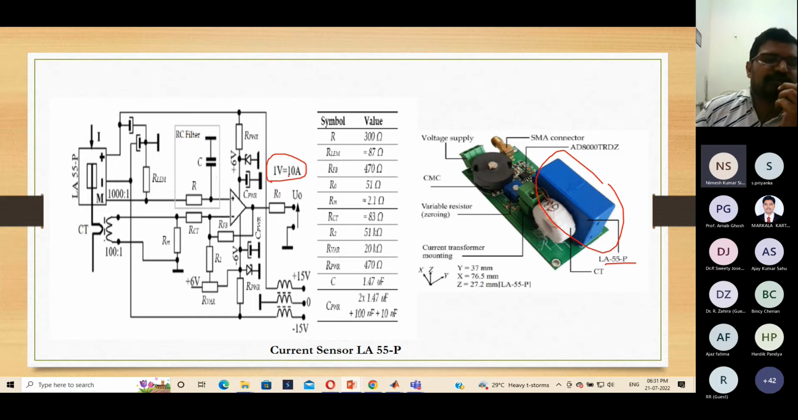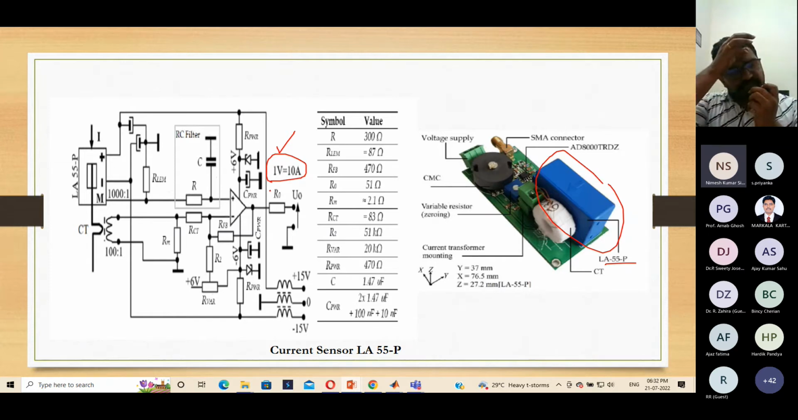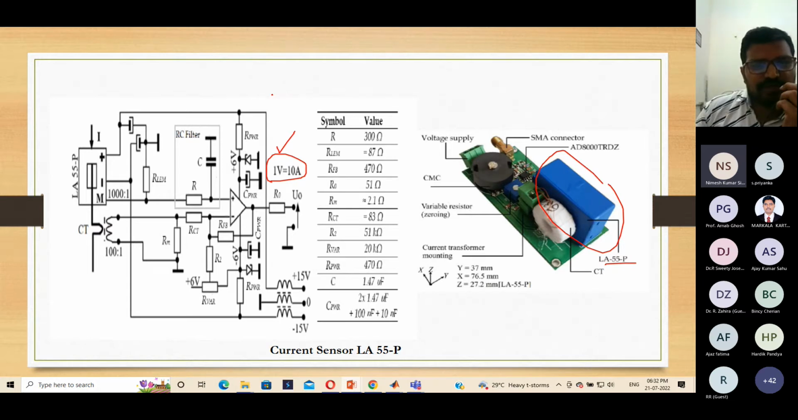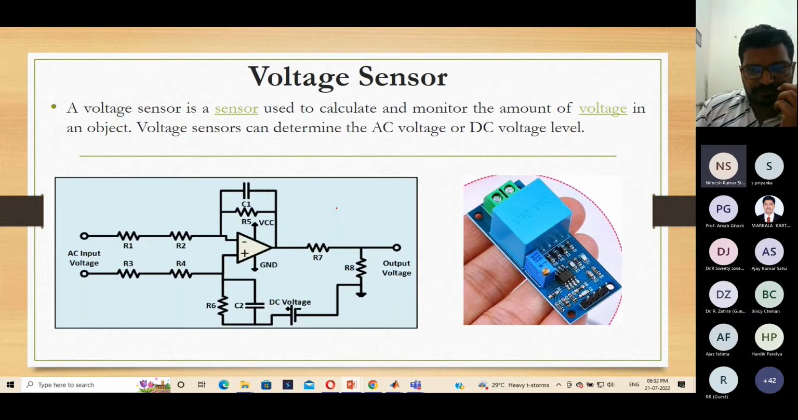That is why it shows 1 volt is equal to 10 ampere. You have to be very careful with this multiplication factor, because whatever values you get from the current sensor are in terms of 1 volt meaning 10 ampere. For example, if you get 2 volts, it means 20 amperes. So in d-q space modeling, you have to use this multiplication factor to balance the parameter values.